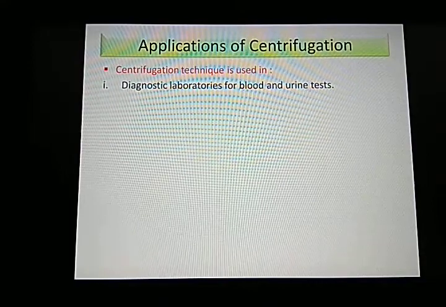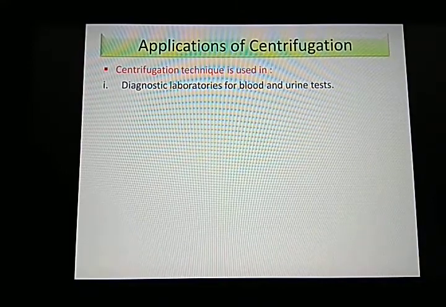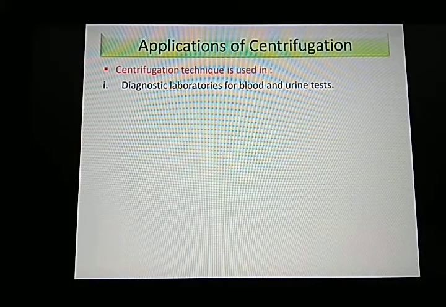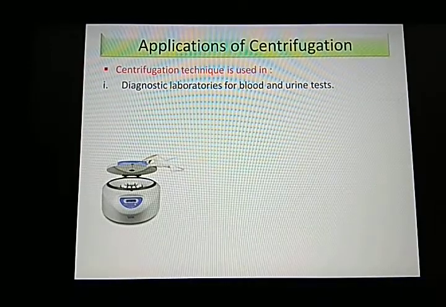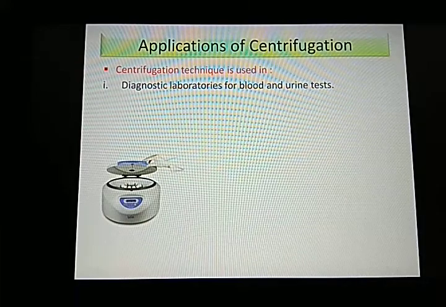Now what are the applications of centrifugation? Before going to the next method, let us see where this centrifugation process is used. Number 1, centrifugation is used in diagnostic laboratories for blood and urine tests. All of you may have seen the laboratories where tests such as blood tests and urine tests are done. If we need to separate out the components of the blood or urine, the centrifugation process is applied. There is a machine, as you can see in the figure, where the samples of blood and urine are put and spun very rapidly, and it easily separates out the different components of blood and urine.